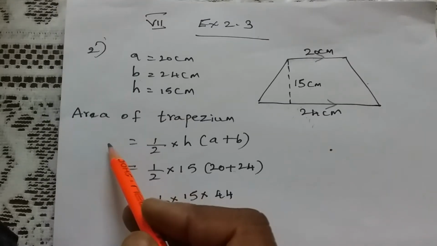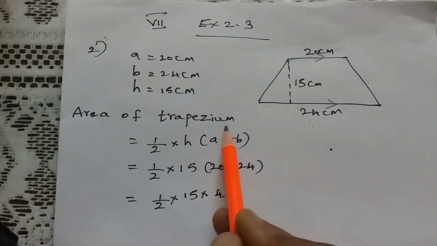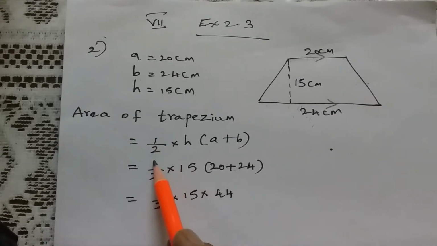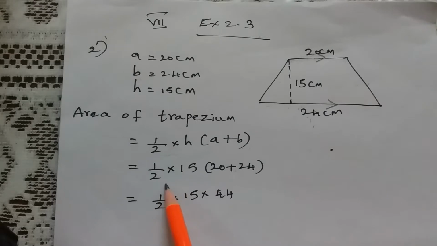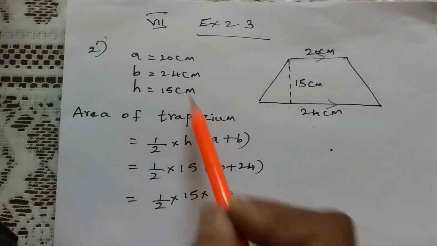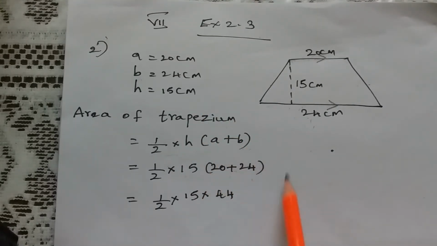That's all. Now only one more step is left, that is the area of trapezium. Write the formula: 1 by 2 into h into a plus b. This is the formula. 1 by 2 into h, the height is 15 centimeter, and a is 20 centimeter plus b is 24. So what will you do first? Complete within the brackets first. So 1 by 2 into 15 into 20 plus 24 is 44.